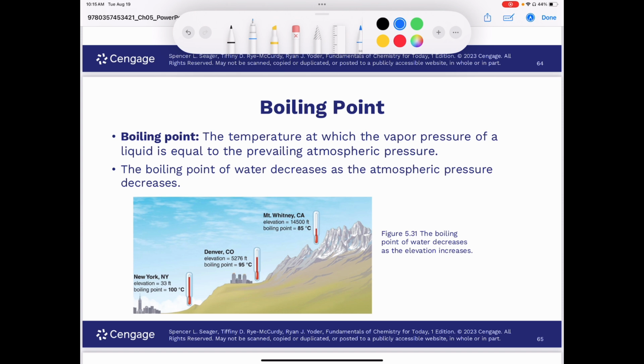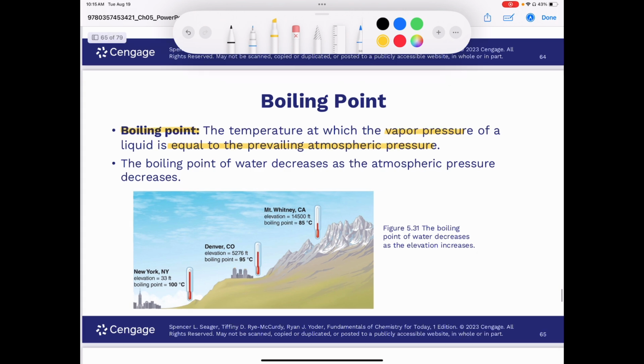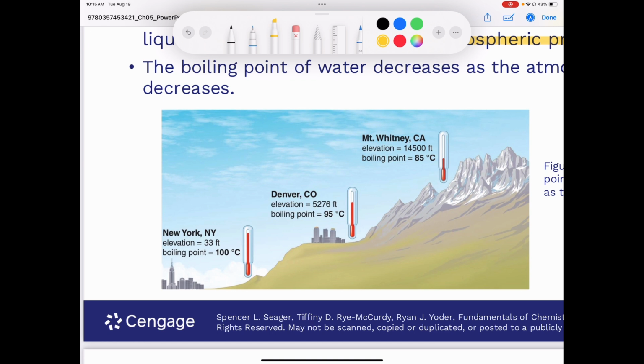All right, this is a really great illustration shown here in Figure 5.31, which just demonstrates what I was talking about earlier on. I said the definition of boiling point a couple slides ago is the temperature at which vapor pressure is equal to atmospheric pressure. Now notice it says prevailing atmospheric pressure because we know that atmospheric pressure changes depending on where we are in the world, right? If you're in New York, well, New York is pretty much at sea level. So if you try to boil water in New York, it's going to boil at 100 degrees Celsius.